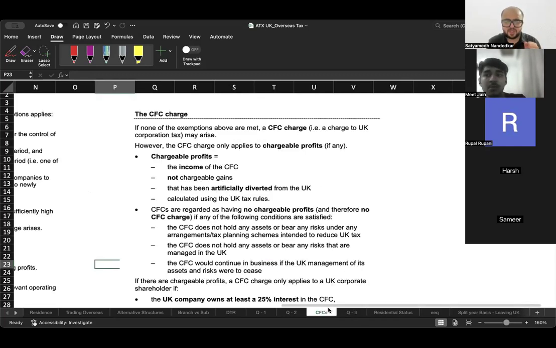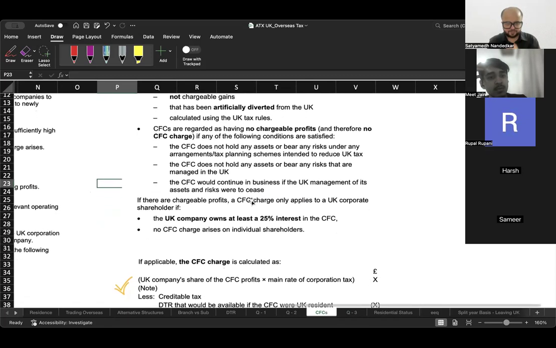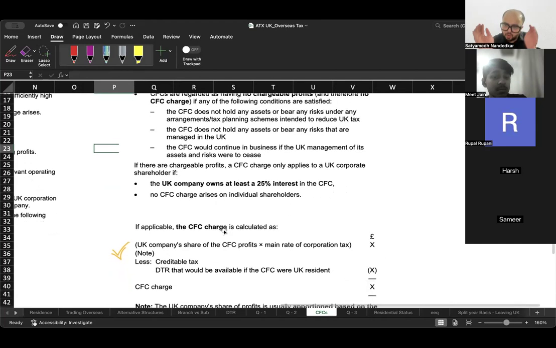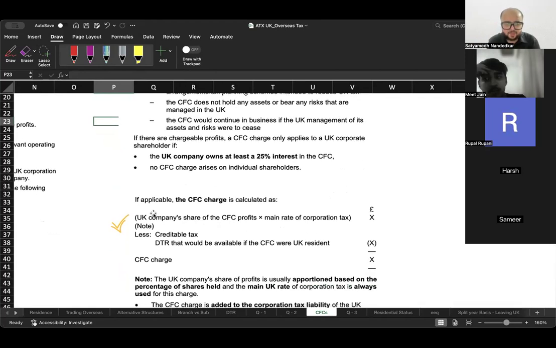What is the CFC charge? CFC charge only applies to a UK corporate shareholder, by the way. If the UK company owns at least 25% interest in the CFC, no CFC charge on individual shareholders. तो और भी नैरो कर दिया उसका applicability. And CFC charges UK company's share of CFC profits into main rate of corp tax less creditable tax, DTR that would be available if the CFC were a UK resident.